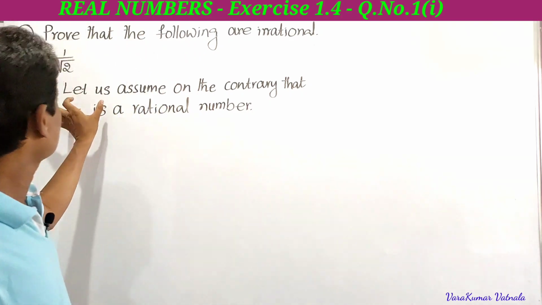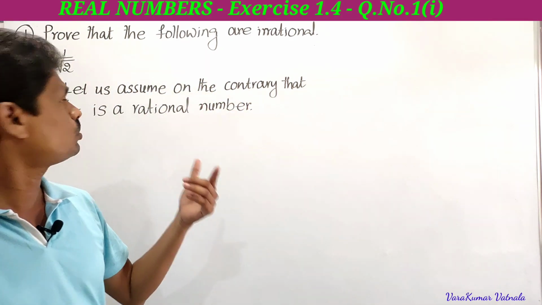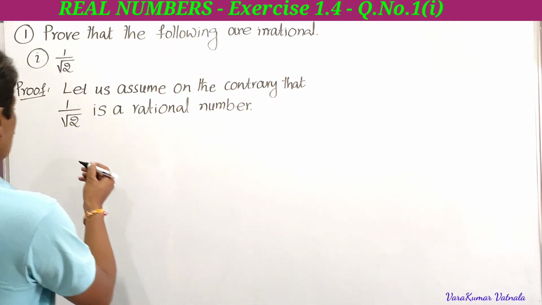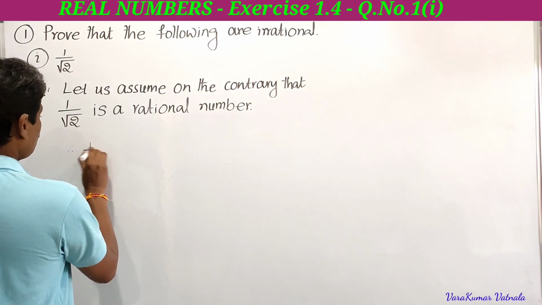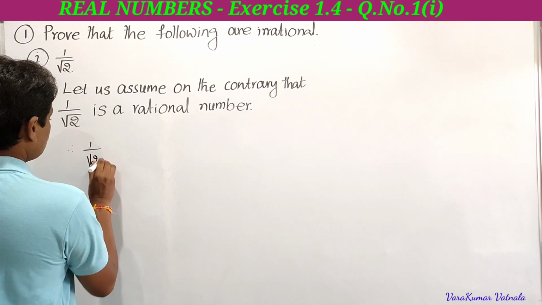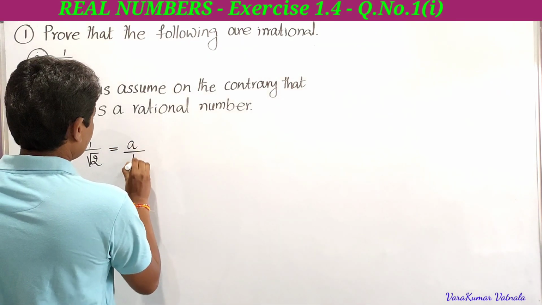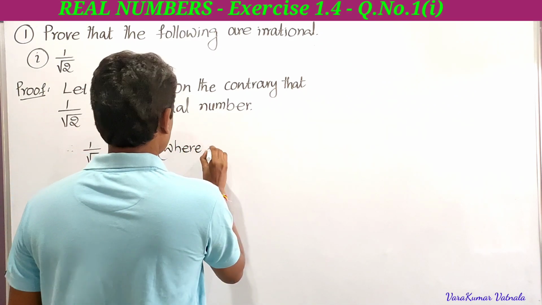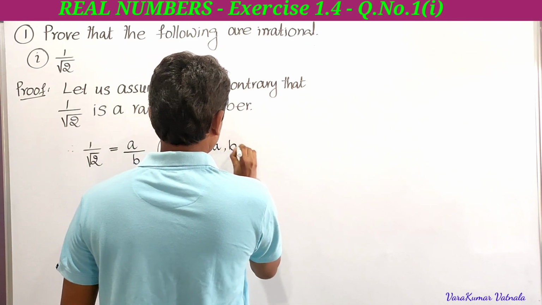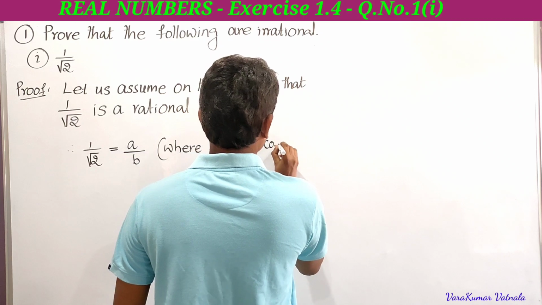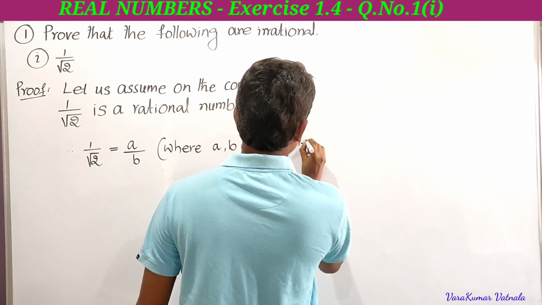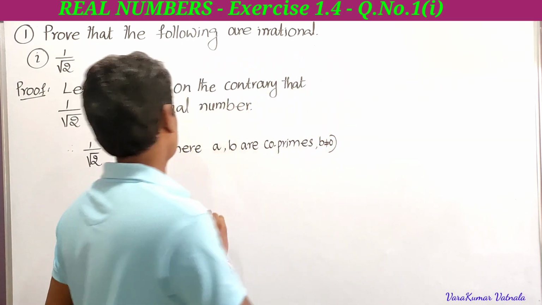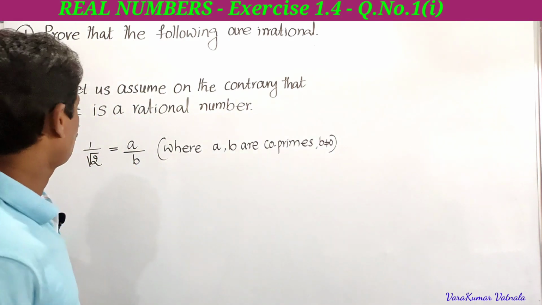See here, this is the first step. Let us assume on the contrary that 1 by root 2 is a rational number. If it is a rational number, it can be written in the form of a by b. Therefore we can write 1 by root 2 is equal to a by b, where a, b are co-primes and b is not equal to 0.